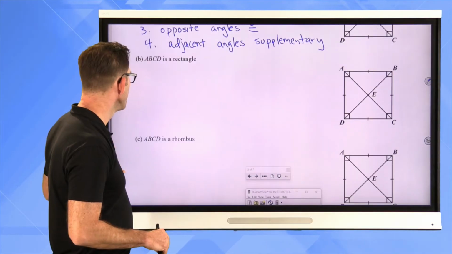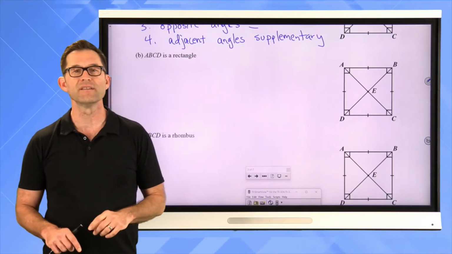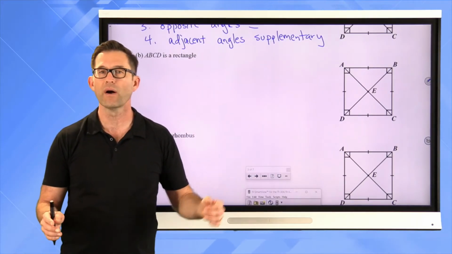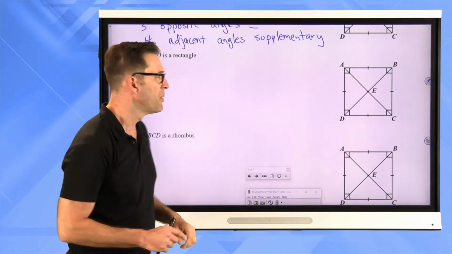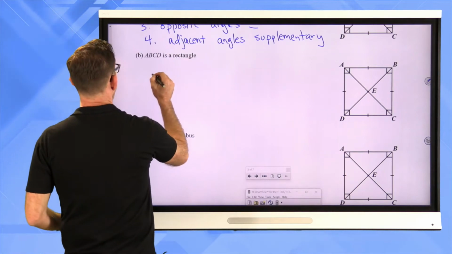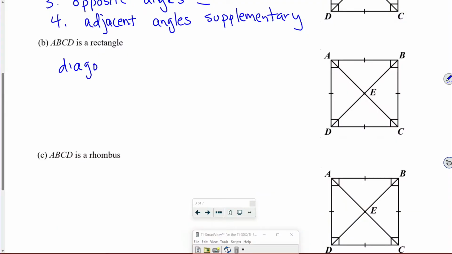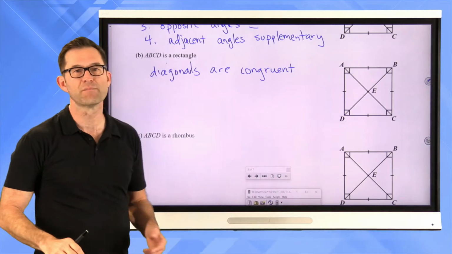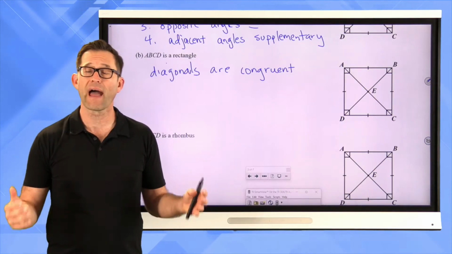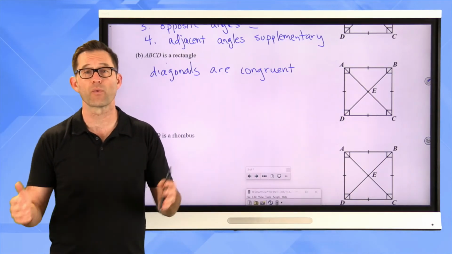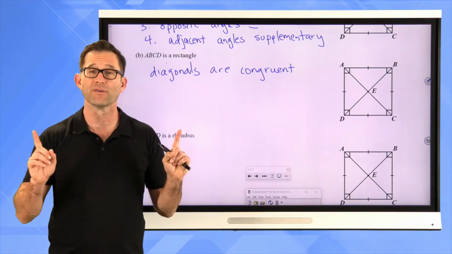Now, what do we get from the fact that ABCD is also a rectangle? Well, we get everything from above, right, because rectangles are parallelograms, but the big one with rectangles, right, is that the diagonals are congruent, right? And that's the biggest piece that we get from the fact that it's a rectangle. Okay, so in a square, the diagonals are congruent because all squares are rectangles, and in all rectangles, the diagonals are congruent.